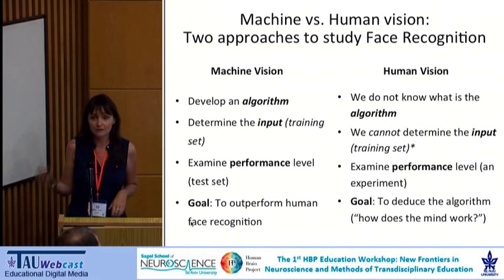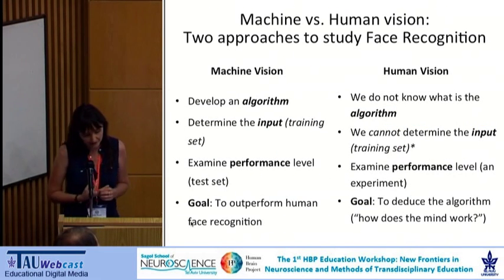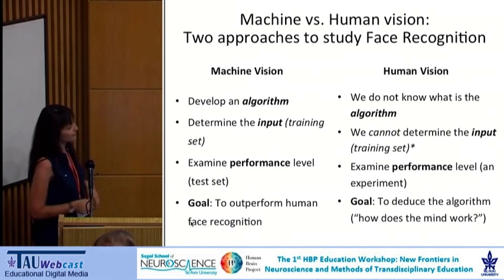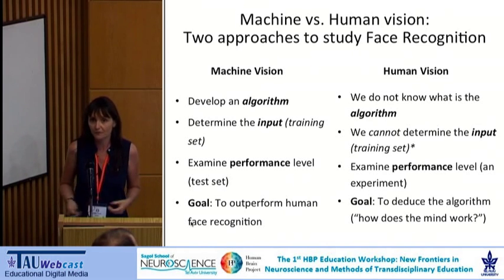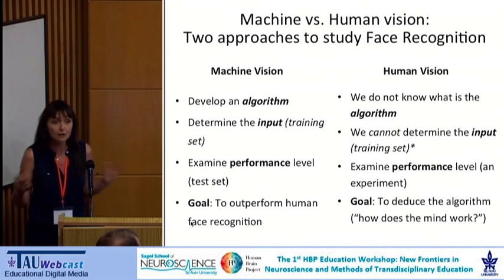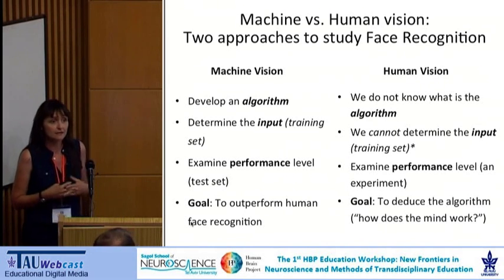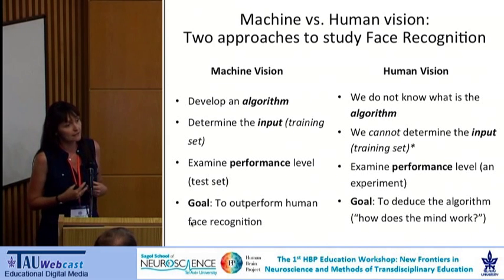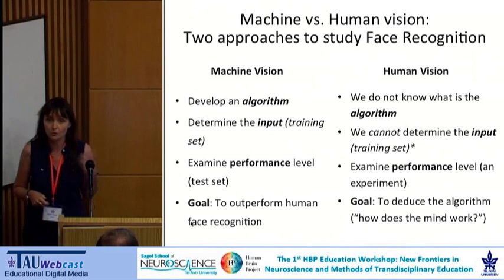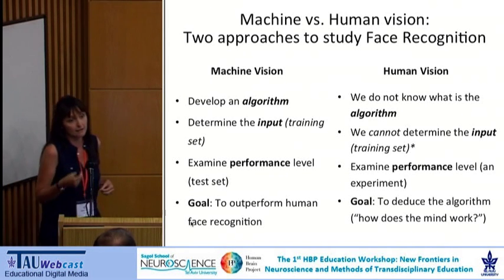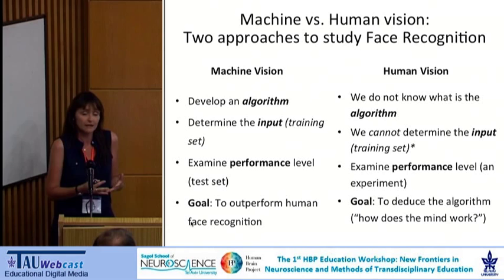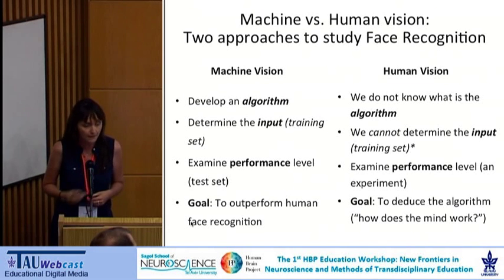Okay, so I hope I was able to convince you today that despite the fact that those two different approaches are using a different type of information and have different goals, they're still complementary, and I think they deal with the same problem. And at the end I think better communication between the computer scientists and the cognitive psychologists would benefit the field of face recognition specifically, but of actually studying the mind in general.